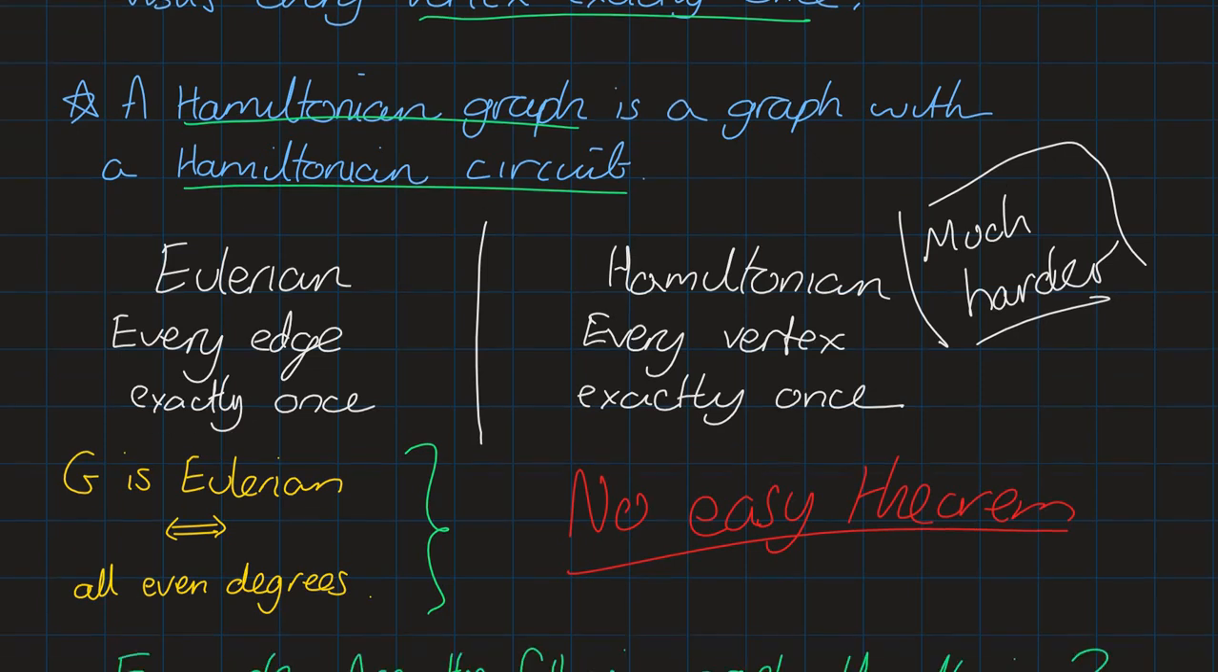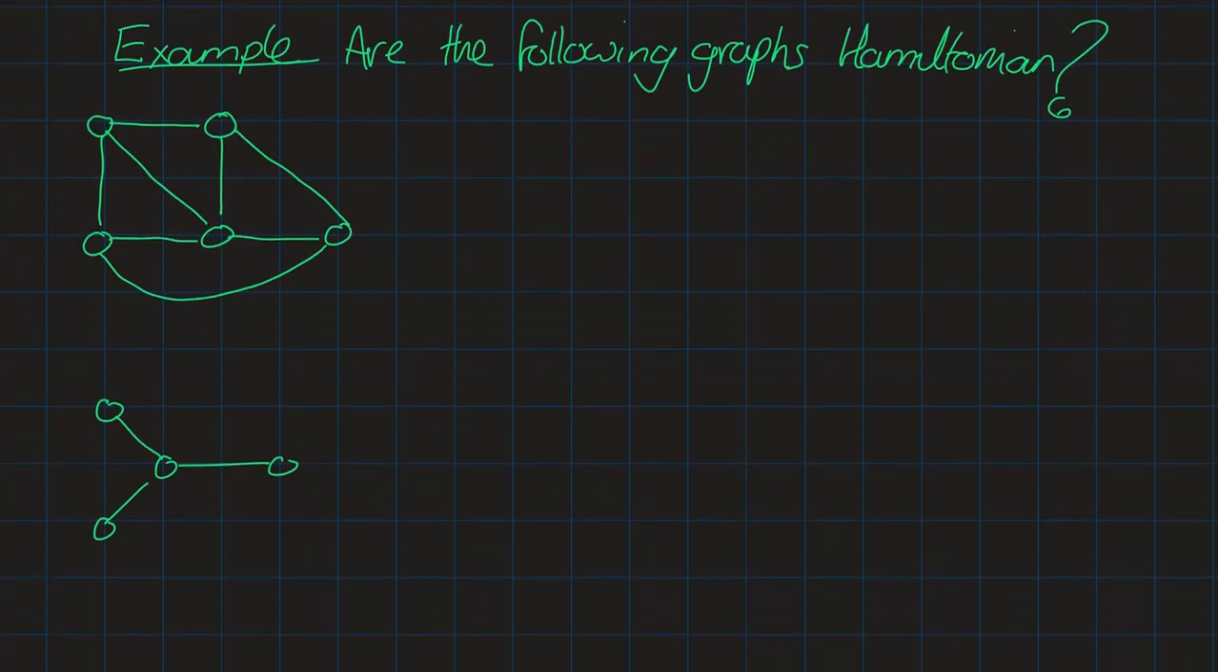So let's do some examples. Are the following graphs Hamiltonian? Not every graph is Hamiltonian, and it's a reasonable question to ask. Well, the only way you can convince me a graph is Hamiltonian is if you give me a Hamiltonian circuit. I want you to actually tell me what the circuit is. The easiest way of doing that, if it's not a multigraph, is to label the vertices like this, and then try and find a Hamiltonian circuit. So I could try and do something like this.